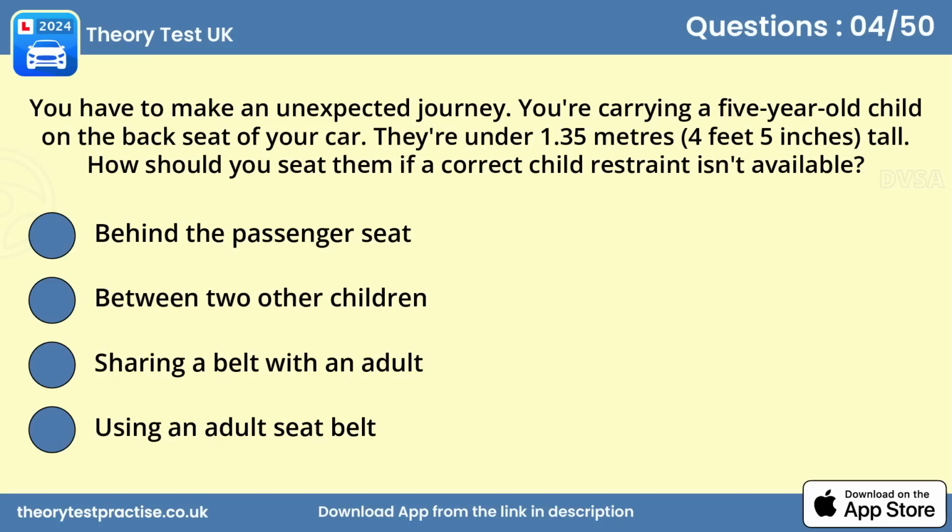Question 4. You have to make an unexpected journey. You're carrying a 5-year-old child on the back seat of your car. They're under 1.35 meters, 4 feet 5 inches, tall. How should you seat them if a correct child restraint isn't available? D. Using an adult seat belt.